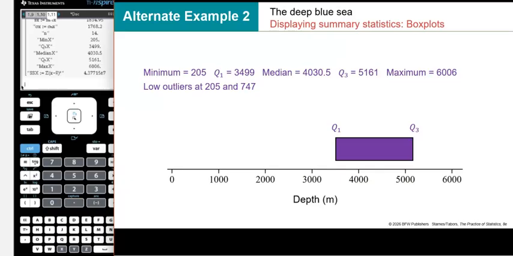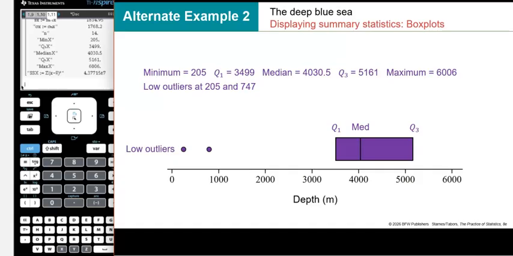So remember, Q1 was 3499. Q3 was 5161. So you draw your ends of the rectangle box there, and then just draw your box. The median, you draw a line through where the median is. In this case, the median was 4030, so just a little more than 4,000. The low outliers, you put as separate dots.